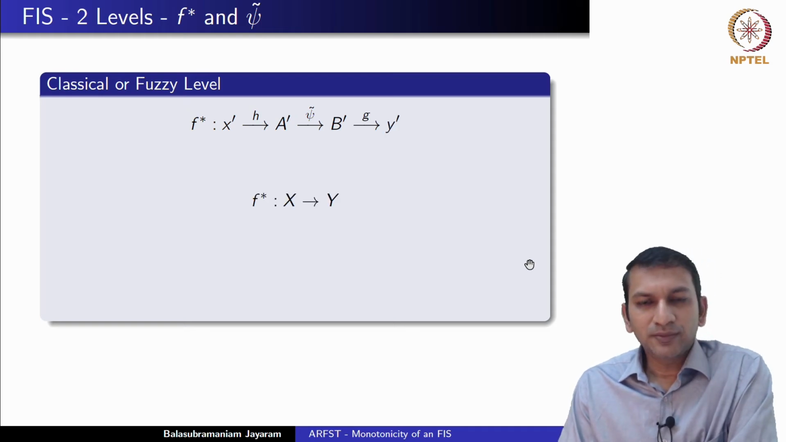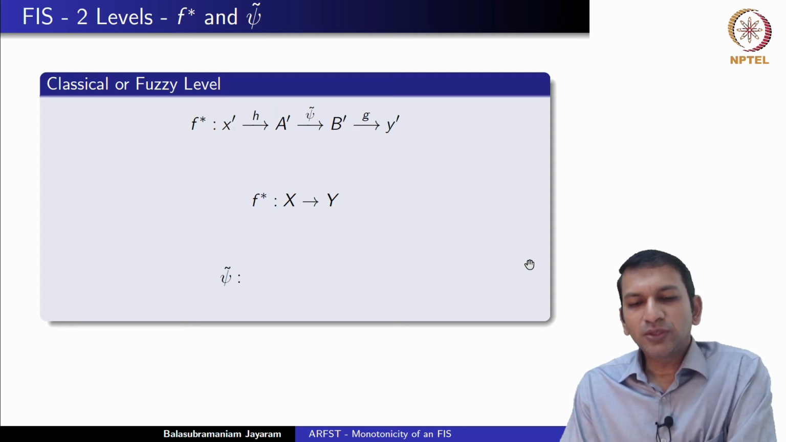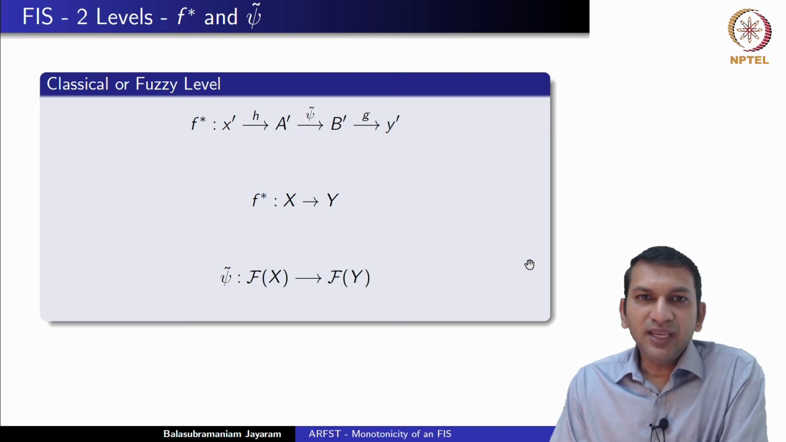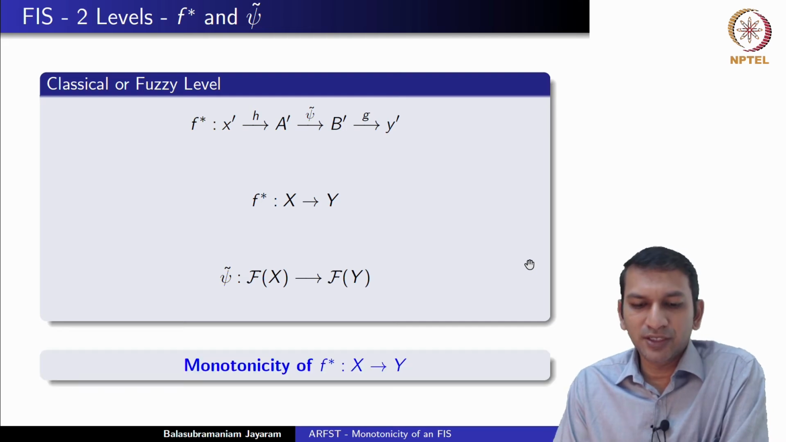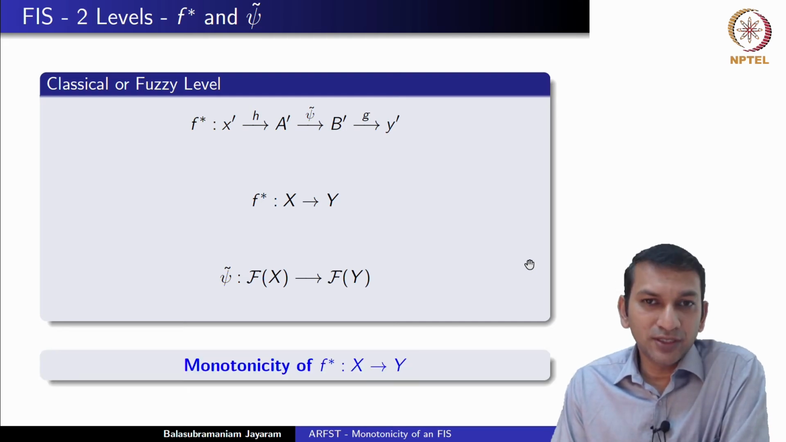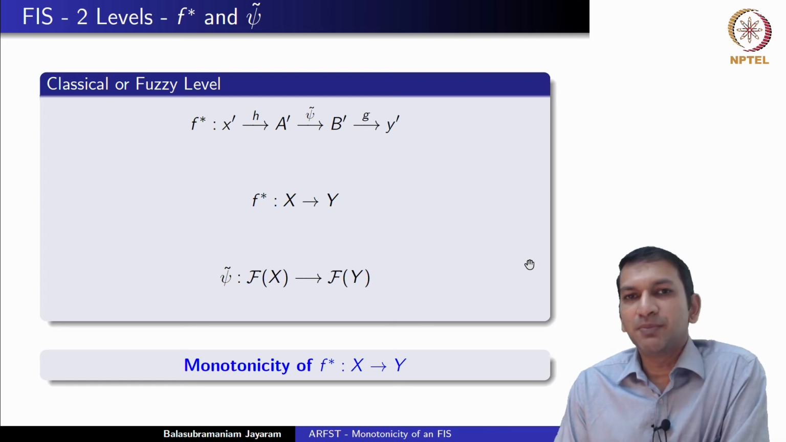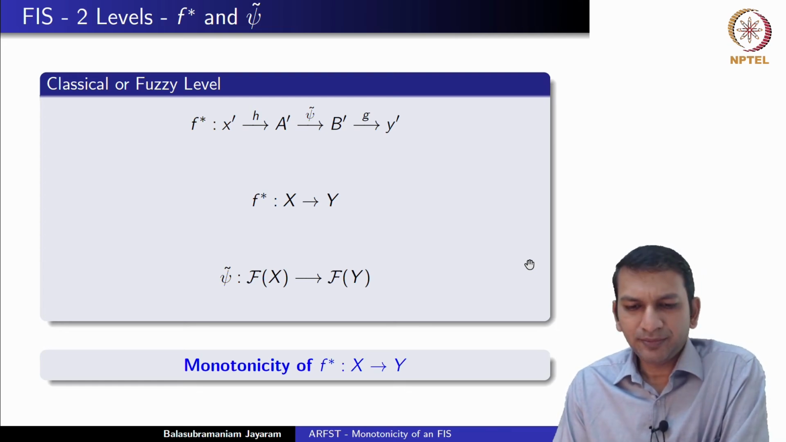So we could look at the fuzzy system as a mapping from x to y, or we could also just look at the fuzzy system as a mapping from f of x to f of y. We have seen in the case of monotonicity, the defuzzifier also plays a role, and hence typically monotonicity of a fuzzy inference system is discussed at the level of looking at the fuzzy inference system, the corresponding system function, as a mapping from x to y.